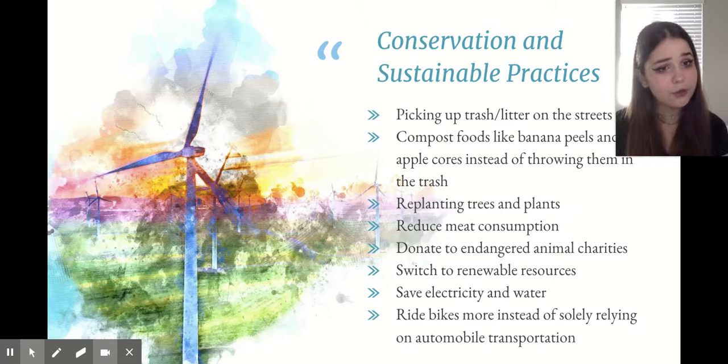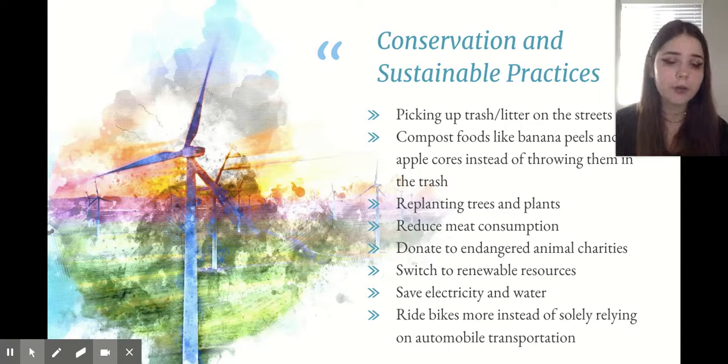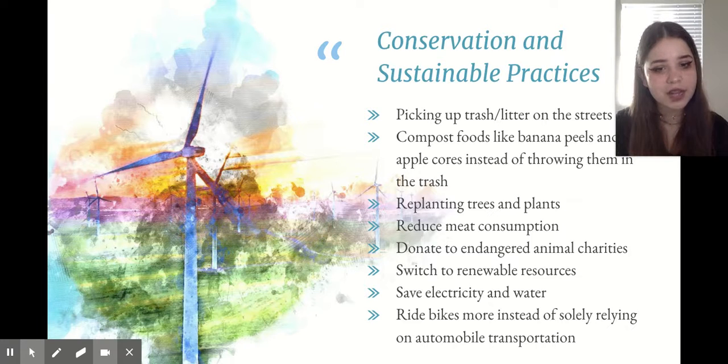Another solution would be to donate to endangered animal charities to help these endangered animals. Maybe some of these animals are keystone species. Remember, each animal, no matter what role it plays, is super important in an ecosystem. Another solution is to switch to renewable resources, which involves saving electricity and water, as we discussed last week.